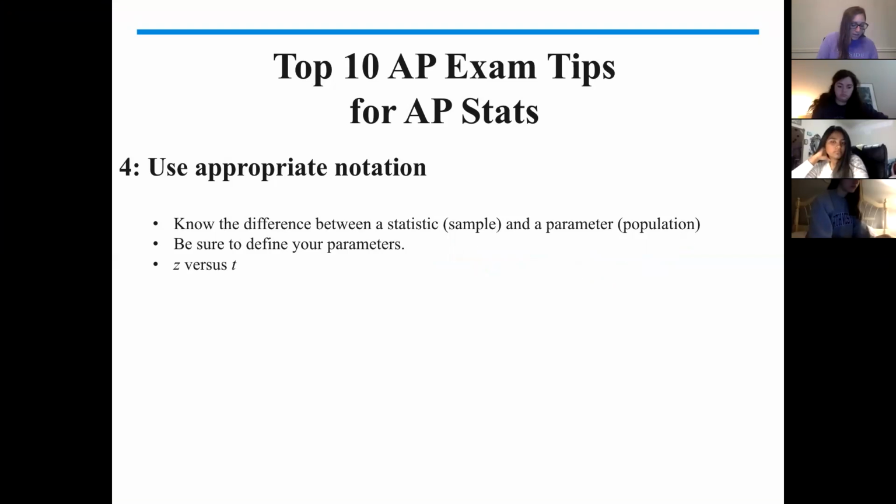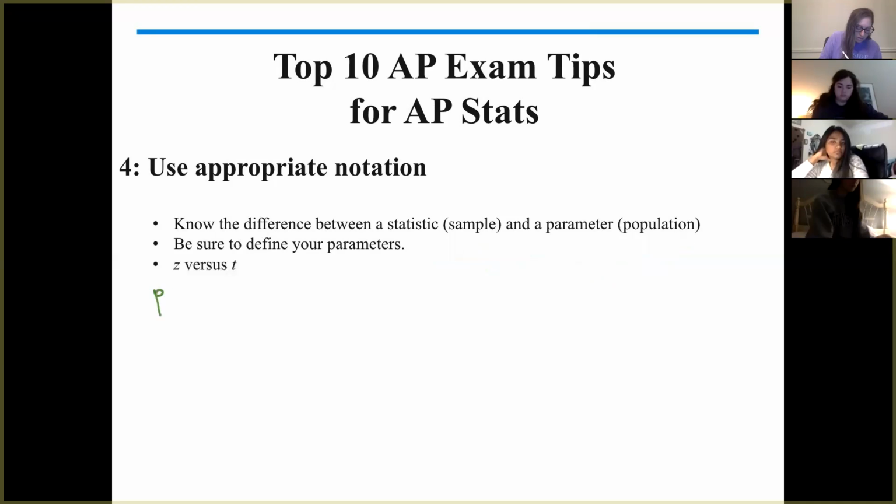Z versus T. Remember, Z is proportions. T is means. Always.